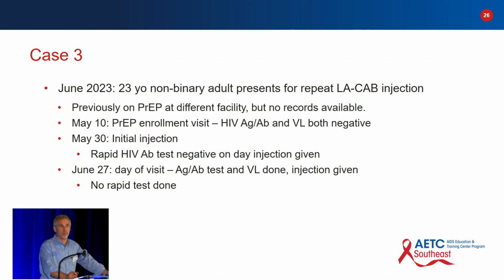And at that point in time, both the HIV antigen antibody and the viral load came back negative. 20 days later, they received their initial injection, at which time they also had a negative rapid antibody test done. And then on June 27th, they came back for their follow-up injection. And at that point in time, they had an antigen antibody test and viral load drawn and sent to the lab, and the injection was given. No rapid test was done at the time.